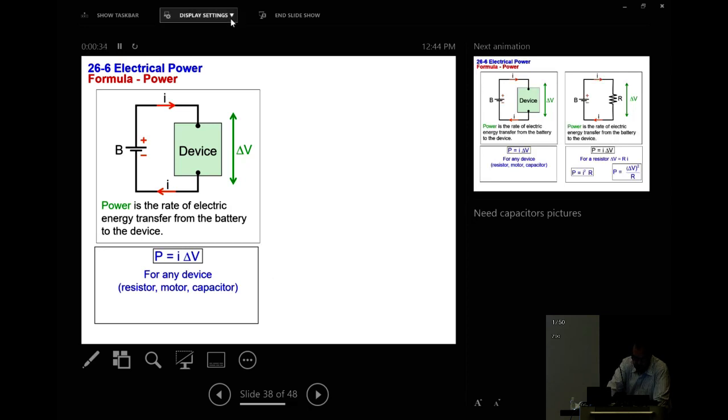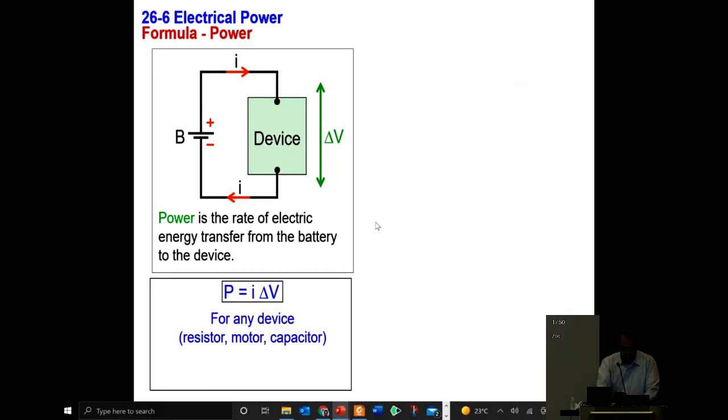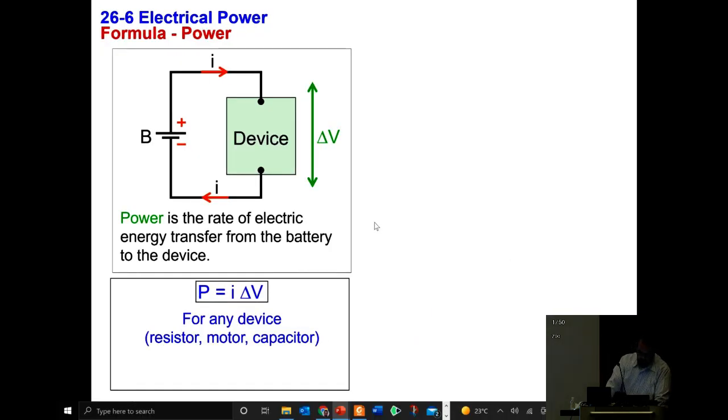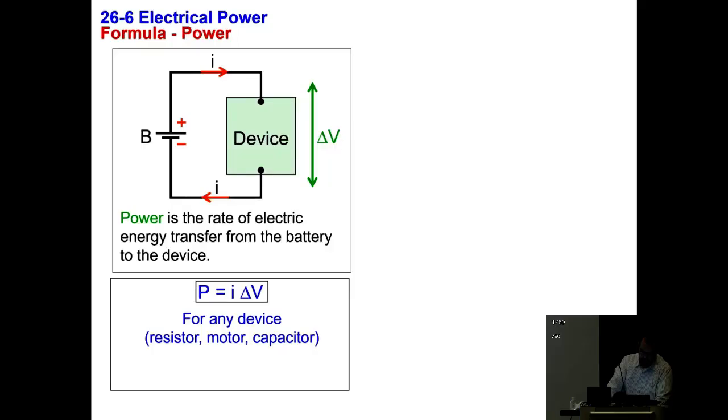The equation for power, you have seen this before, is IV, but here we're using delta V. The power, which is the rate of electric energy transfer from the battery to the device, is equal to I times delta V. This is for any device, whether it's an engine, a capacitor, or a resistor. It's the same equation. This is a very general equation.